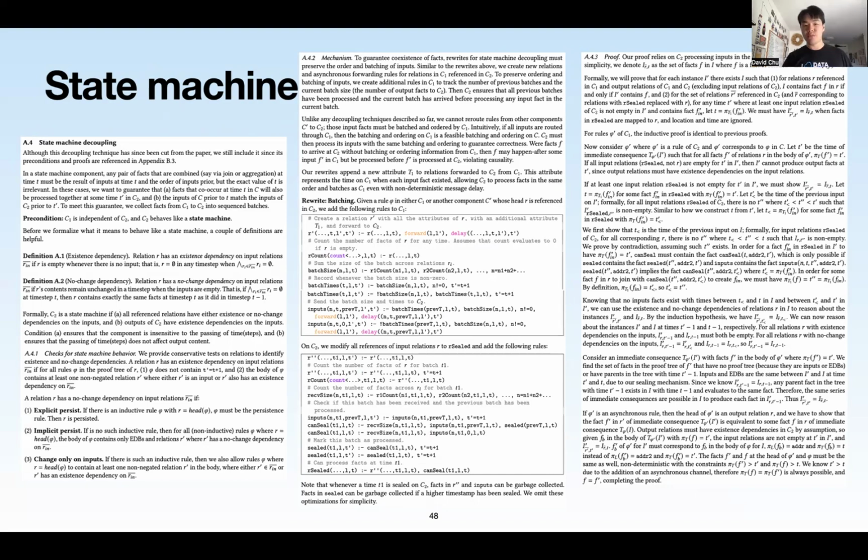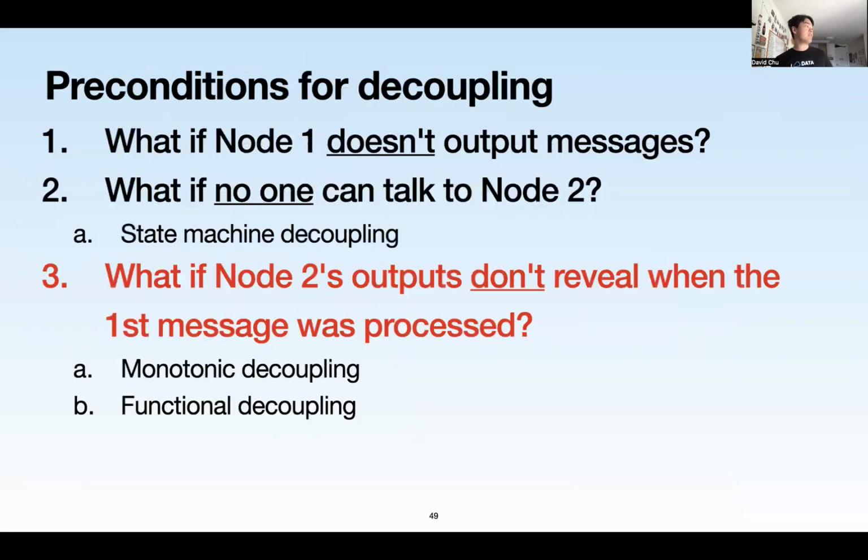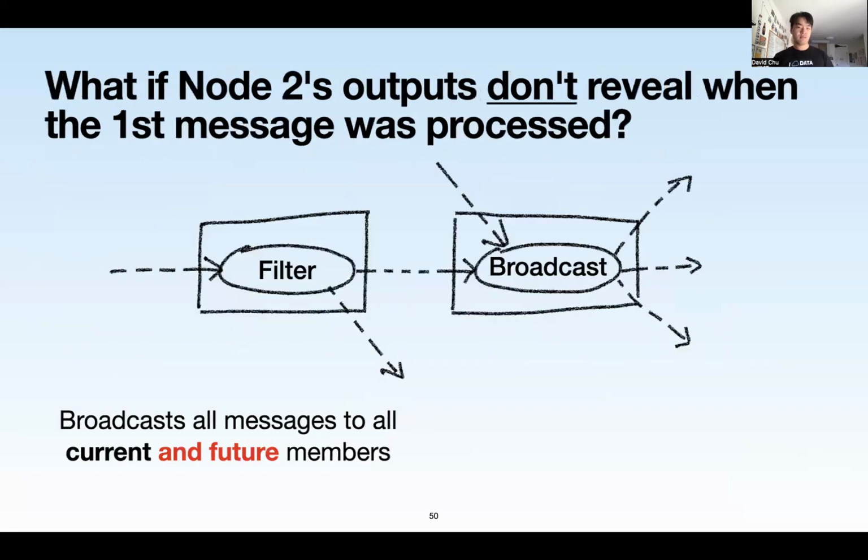But yeah, so that's one precondition. Okay, let's see if we can do more. What about the third precondition? What if node 2 doesn't reveal when the first message was processed? Okay, so we'll change our running example a little bit.